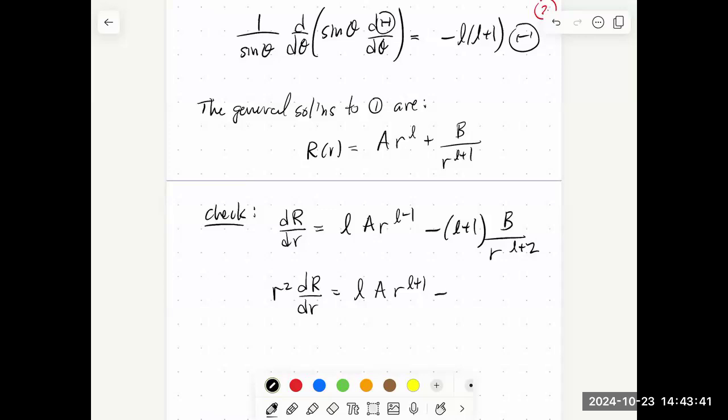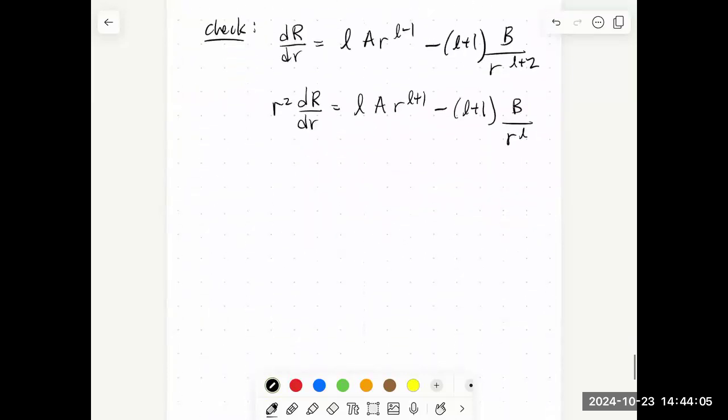And then we have minus L plus 1 B. I have to multiply by r squared. That gets rid of the plus 2. So we get r to the minus L. You can see now when I take the derivative a second time, I'm going to get this factor of L over here. So we have L times L plus 1 again.